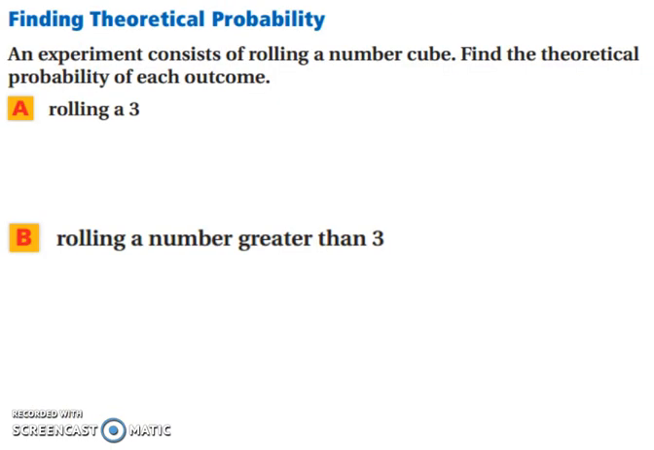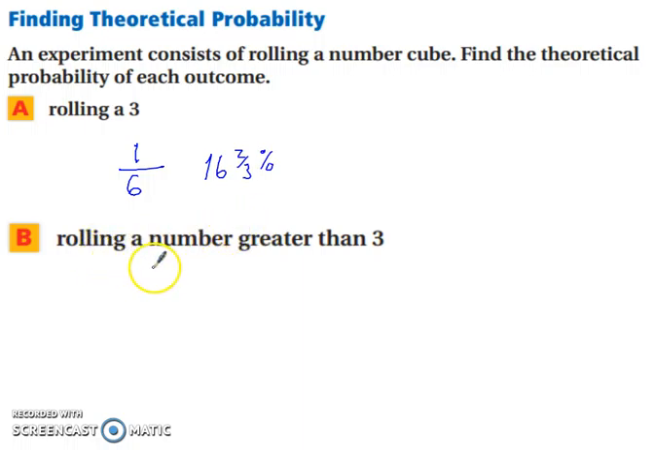Let's start by finding theoretical probability. An experiment consists of rolling a number cube. Find the theoretical probability of each outcome. So we have the outcome of rolling a 3. Well, a standard number cube has 6 sides, so that's your total possibilities. And we want to roll a 3. Well, one of those 6 possibilities is a 3, so 1/6. To put this as a percent, you would divide 1 by 6 and get 16 2/3%.